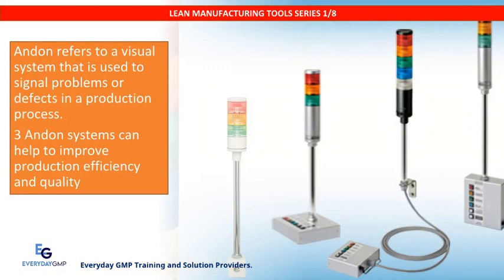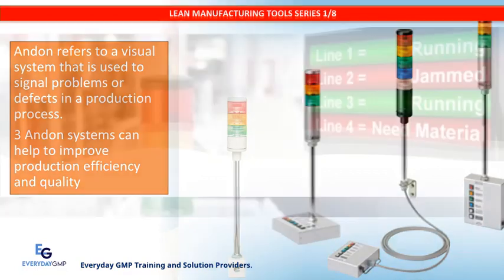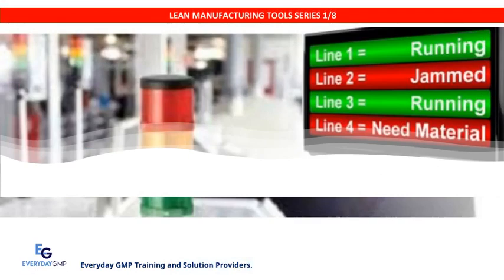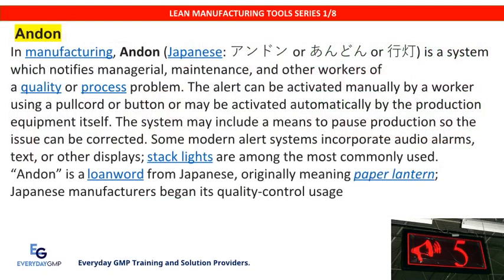Andon refers to a visual system that is used to signal problems or defects in a production process. Andon systems can help to improve production efficiency and quality: real-time visual feedback, visual signals, issue alert, quick response, enhanced communication, empowered employees, efficiency improvement. In manufacturing, Andon is a system which notifies managerial, maintenance, and other workers of a quality or process problem.